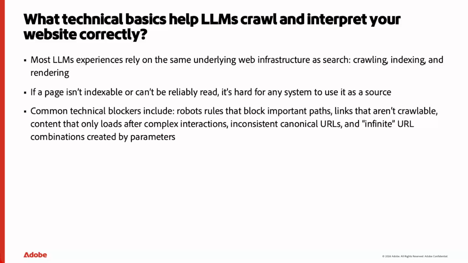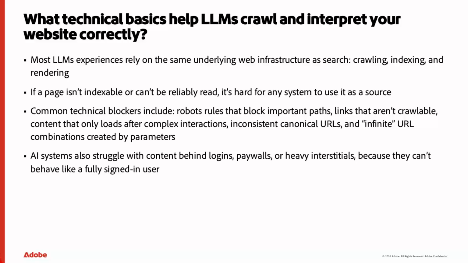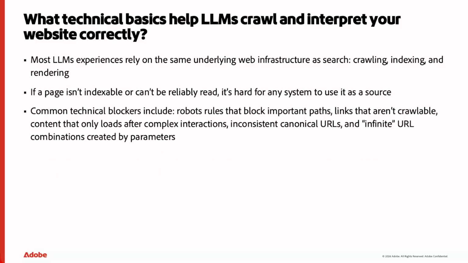And there are definitely several other aspects, for example, inconsistent canonicals, right? Having several parameters in the URL means that you spend your crawling resources, the budget in SEO, but the same is true with the bots, and therefore they might not see valuable content. And AI systems also struggle with content behind login, paywalls, heavy interstitials, because they can't behave like a normal logged-in user. So this is also true for SEO, but there are some advanced features that you could use to work around this.